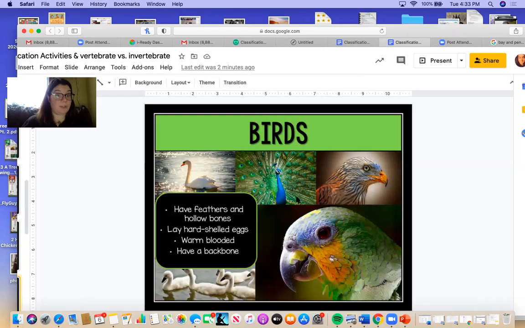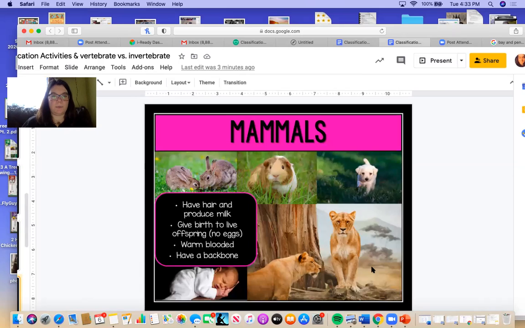Birds do not have scales. They have feathers and hollow bones. They also lay eggs, but they have hard-shelled eggs. They are warm-blooded, and they too have a backbone. And then finally, the mammals. So mammals have hair or fur, produce milk for their babies. They give birth to live babies, not eggs. Mammals are warm-blooded and have a backbone.